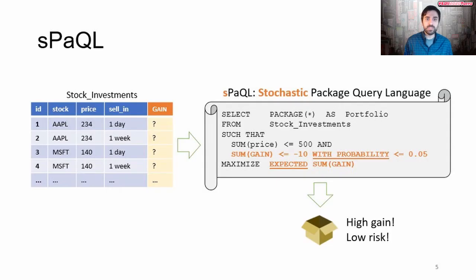Behind the scenes, the system is solving a sPaQL query. sPaQL stands for Stochastic Package Query Language. We refer to our SIGMOD paper for all the details about the language. This query very clearly represents exactly our investment goals. We want a package of stocks, investing a total of $500, such that the risk of losing $10 or more is at most 5%, and the expected gain is maximized. But how do we do it?